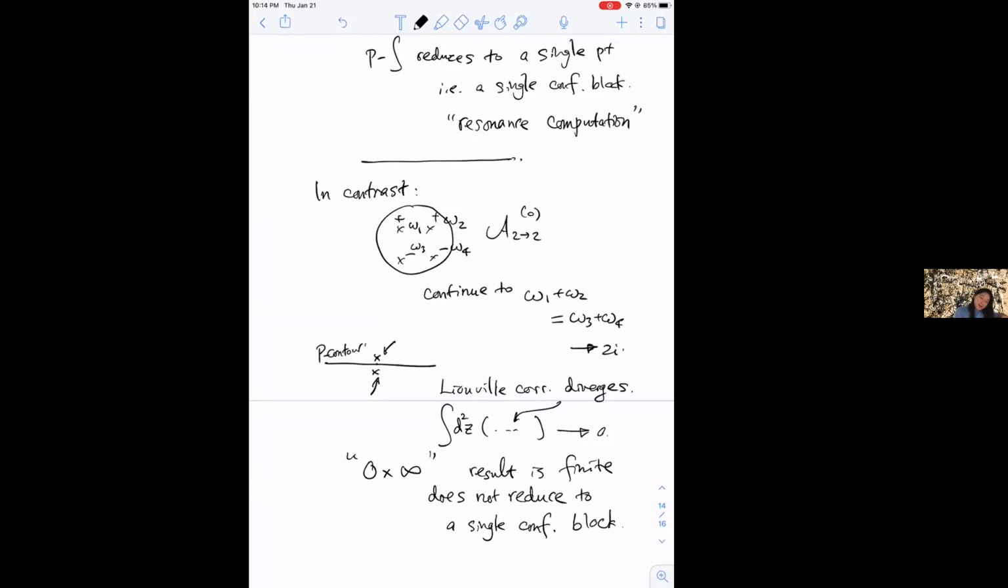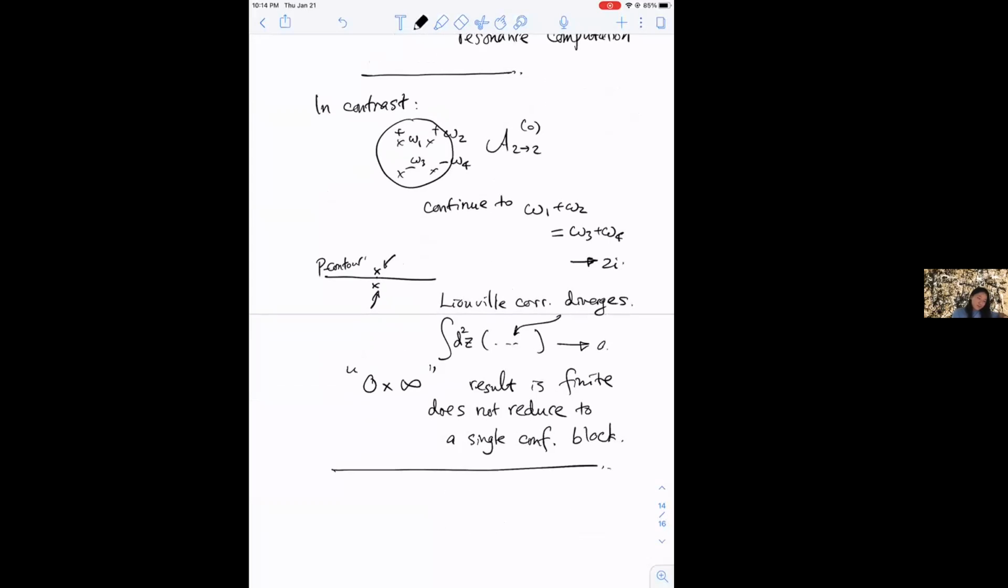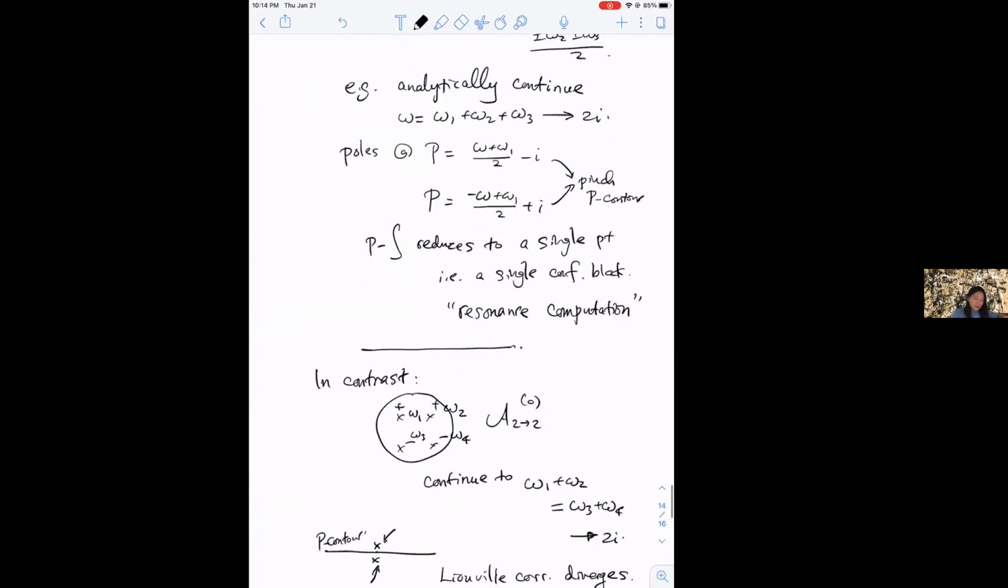Okay, so the point of this is that it's a warning that just because you can continue this momentum such that a pair of poles pinch the contour doesn't necessarily mean that the result reduces to just a contribution from one point along the P contour. Generically, the entire contour will contribute.